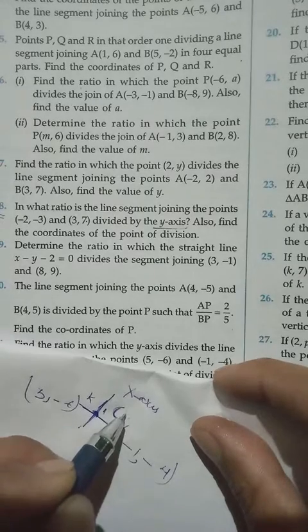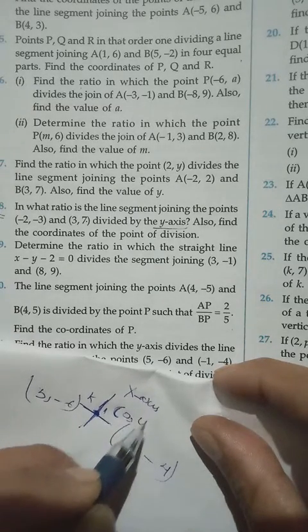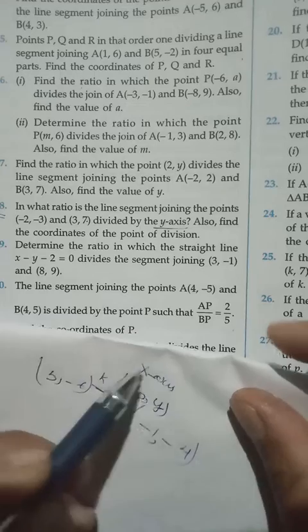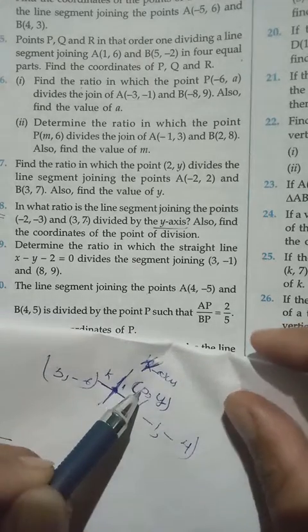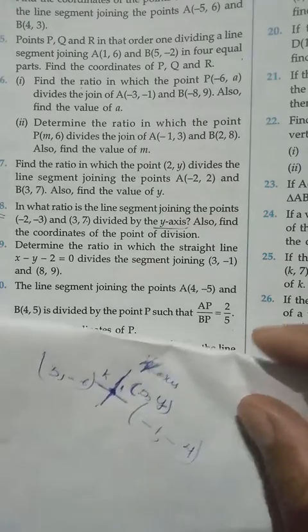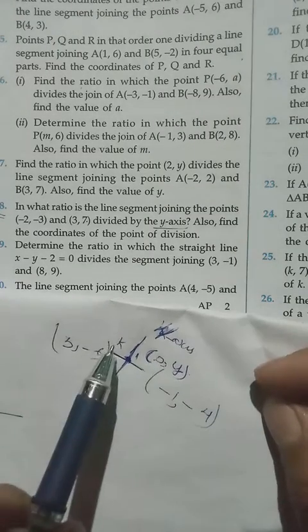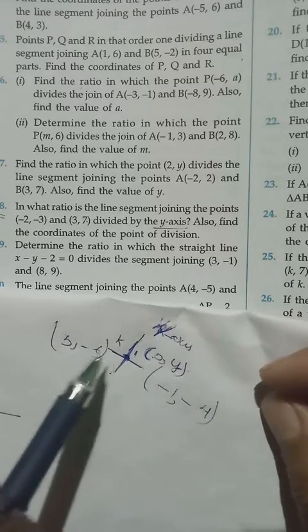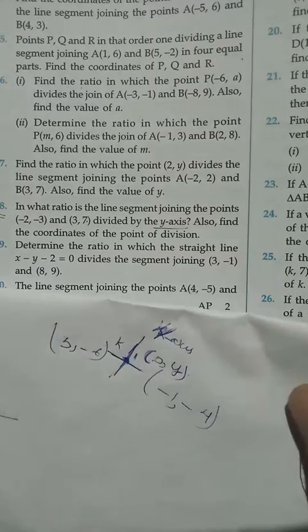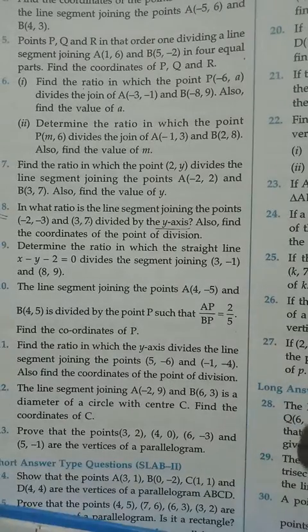So that means x will become 0, but y will have some value. Remember, when the point is on the y-axis, it shows that x is 0, but y will have some value. So now we can find out the value of the ratio and the value of y. We have the ratio, we have the coordinates, we can use the section formula.